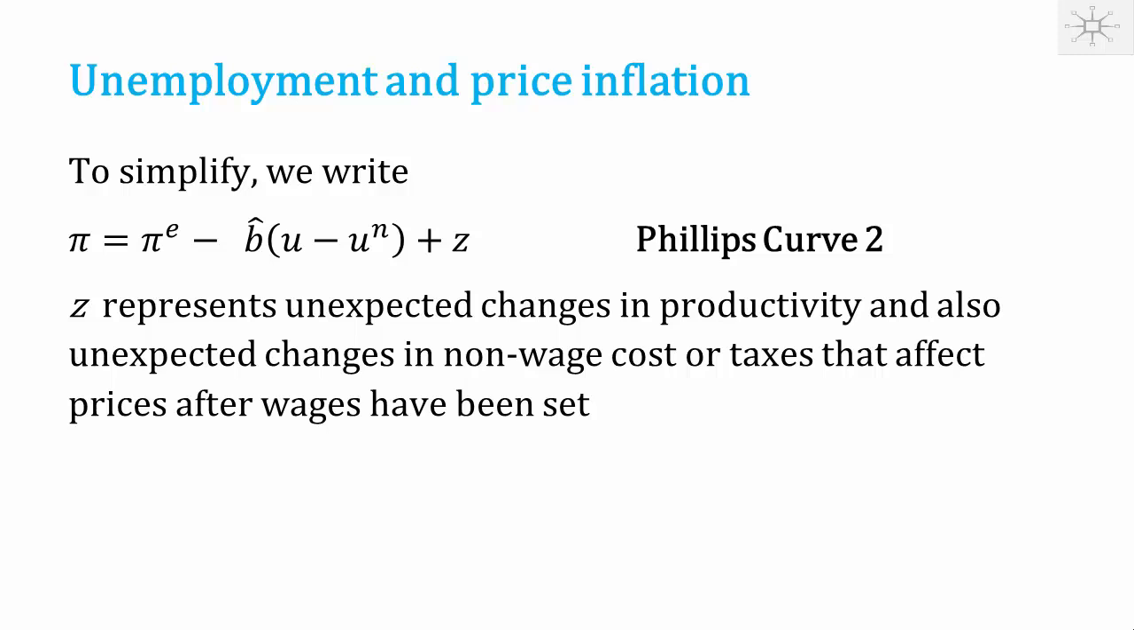Z represents unexpected changes in productivity, but also more generally shocks to inflation. So prices may depend on various other things than wages. For example, oil prices may go up and that will affect the price level in the economy. So Z represents various kinds of shocks to inflation, and we call them cost push shocks. So now we have this Phillips curve relating inflation to unemployment.